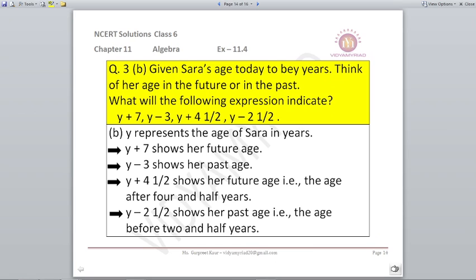B part. Given Sarah's age today to be y years, think of her age in the future or in the past. What will the following expressions indicate? Now y represents Sarah's age. So y plus 7 will be her future age, that means 7 years ahead. y minus 3 will tell about her past age. Now y plus 4.5 shows her age after 4.5 years. Same way, y minus 2.5 shows her past age, which is 2.5 years before.